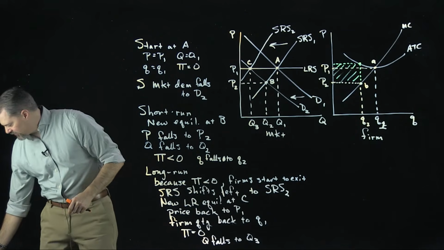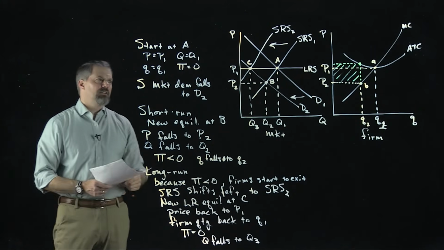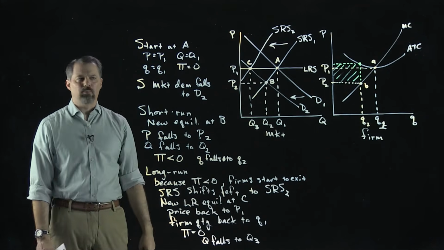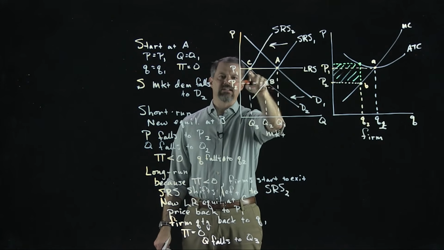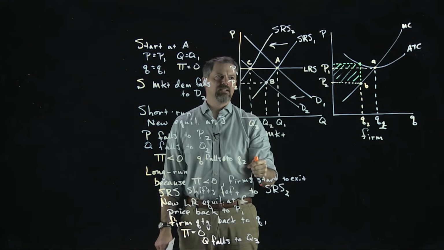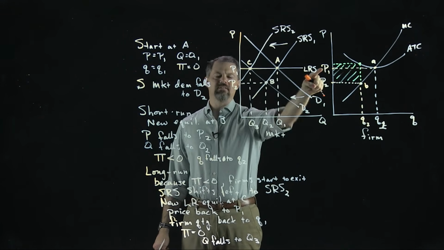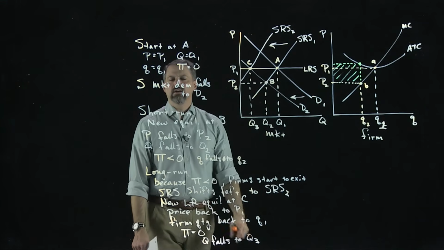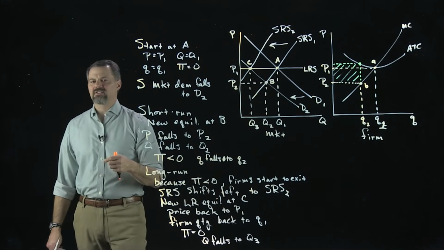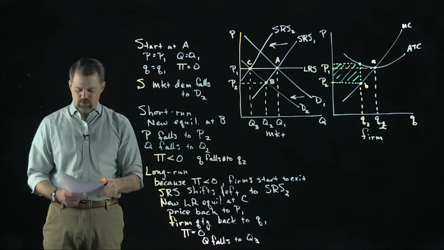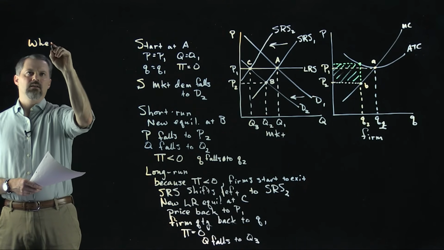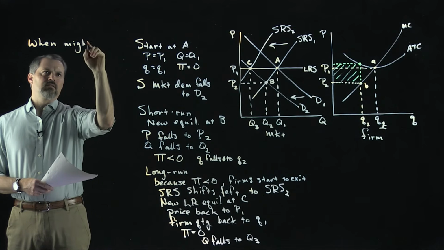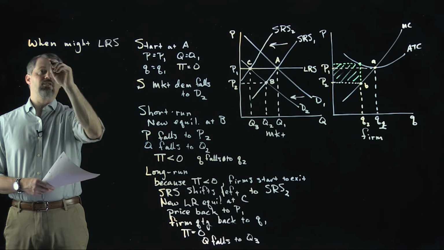What we want to do now is think about why the long run supply curve might slope upward. So we've got a long run supply curve here that's perfectly elastic, and the reason is entry and exit is always driving price back to P1. But there are some circumstances under which we could have an upward sloping long run supply curve. So, when might the long run supply curve slope upward?